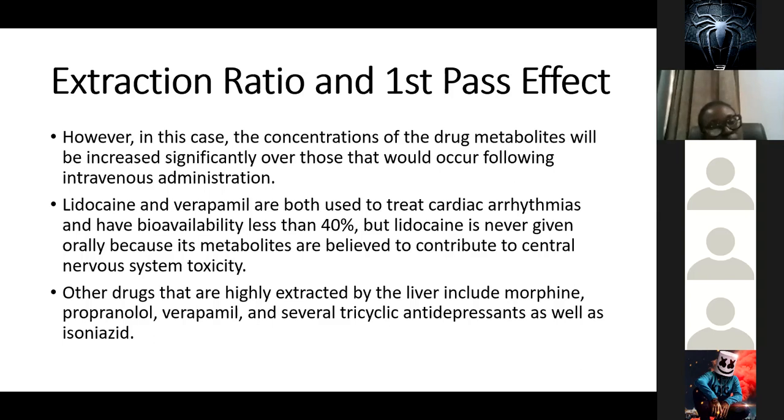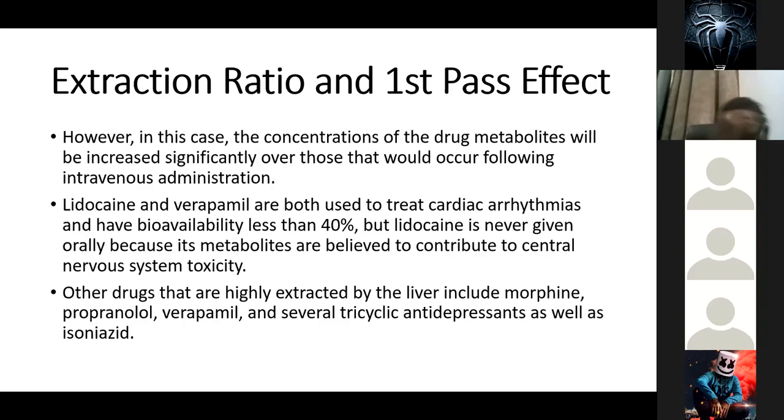So let me give an example. There are two medications, Lidocaine and Verapamil. They are both used to treat cardiac arrhythmias, that is, abnormal rhythm of the heart, or when the patient has palpitations. And both of them have a bioavailability less than 40%.